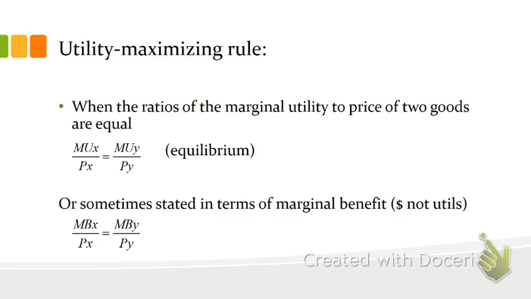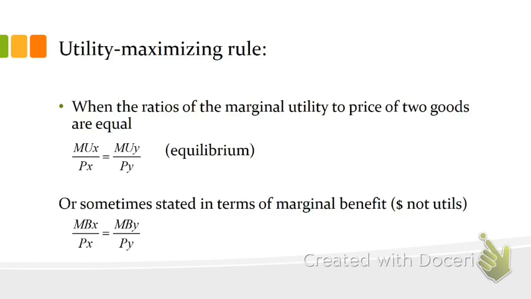Thank you. All right. Okay, so now we're going to learn how to determine what quantities to consume when we're considering two goods. We keep it simple. We use the utility maximizing rule, which says that when the margin utility of X over the price of X is equal to the marginal utility of Y over the price of Y, that's when we're in equilibrium. That's where we're going to maximize our utility.